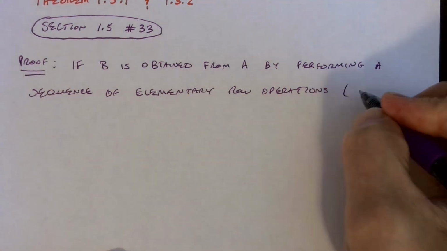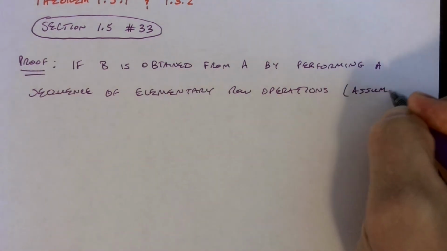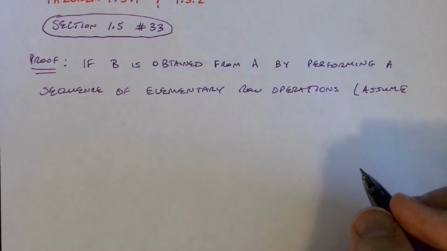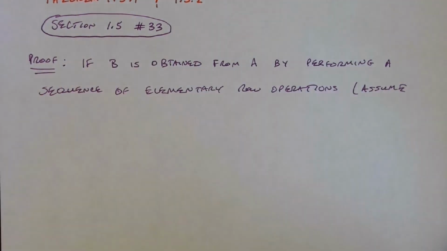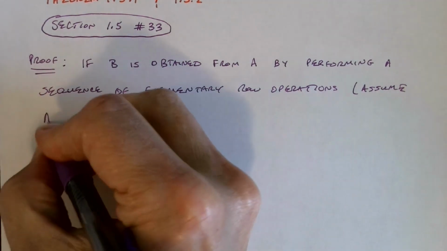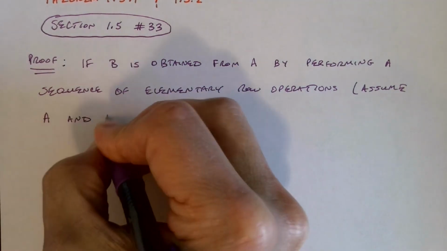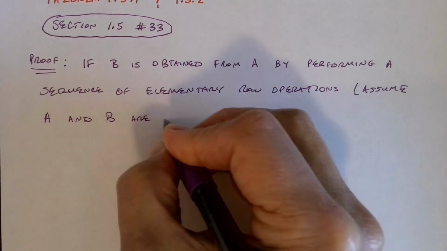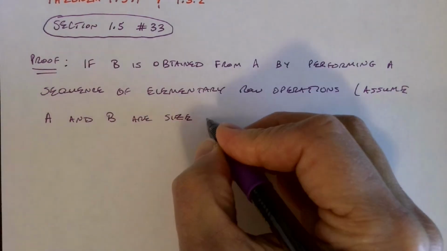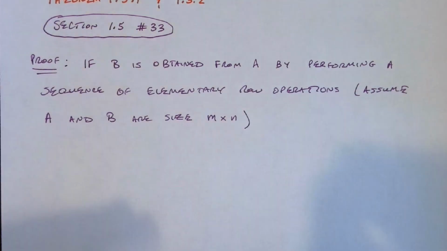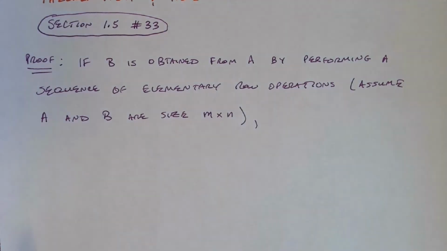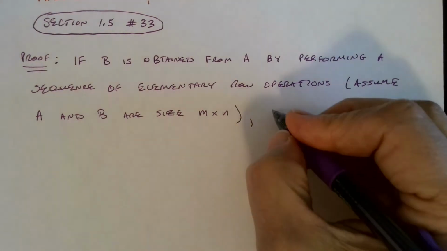I should have put this in the beginning, but let's assume, obviously, A and B have to be the same size, right? If we're doing row operations to A to get to B, I'm not going to change the size, so assume A and B are size m by n.